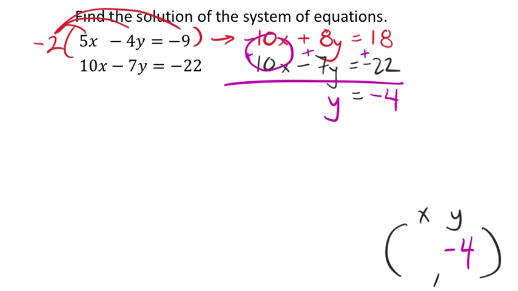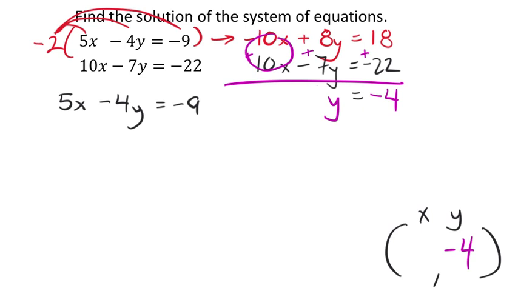So since I do want the x value, I go back to the two original equations up here. 5x minus 4y equals -9, or 10x minus 7y equals -22. It doesn't matter which one you choose. You can choose the top one, the bottom one, doesn't matter. I'm going to just stick with what I've been doing for class. I'm going to stick with the top one. So that's 5x minus 4y equals negative 9.